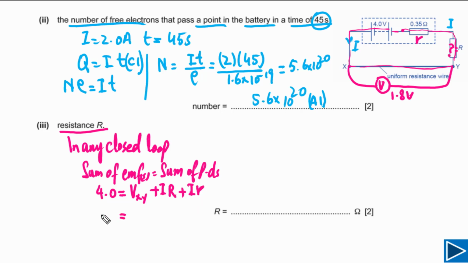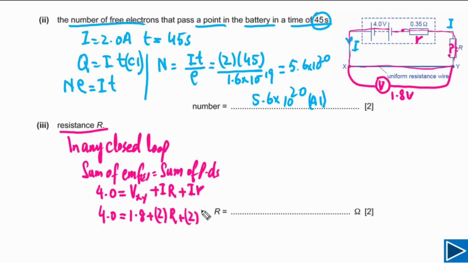Now simply we need to plug in values. So we have 4.0 and VXY, it is given in the question, and that is equal to 1.8 volts. I in the question we have, this is 2 amps and this is the capital R, the resistance. I is also the same passing through this internal resistance, so this is also 2.